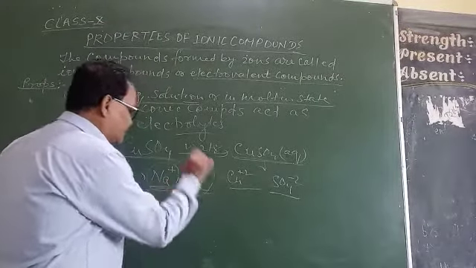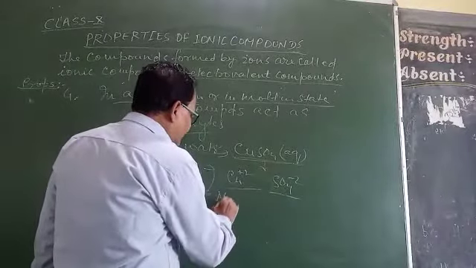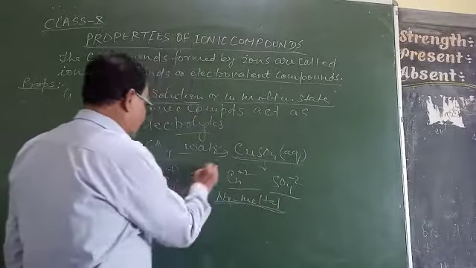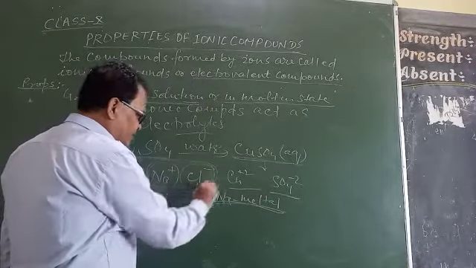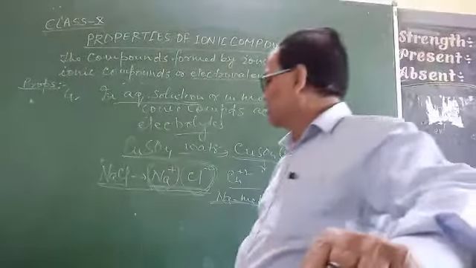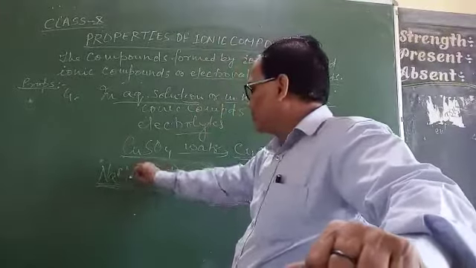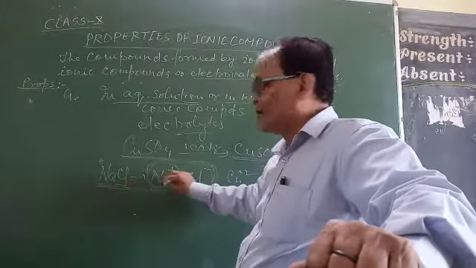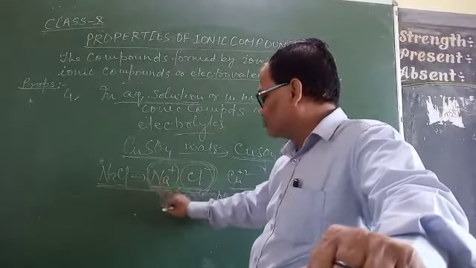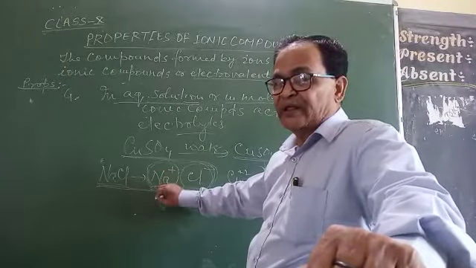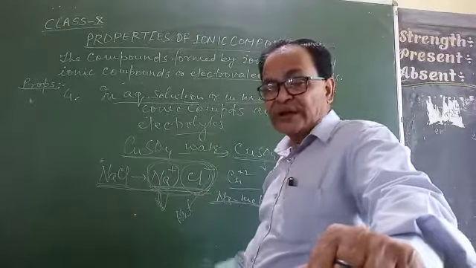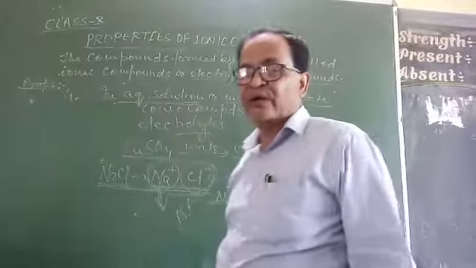Due to this property, sodium metal is extracted from raw sodium chloride by electrolytic reduction of sodium chloride. When we pass electricity through molten sodium chloride, sodium ion is reduced to sodium metal at the cathode and chlorine gas is formed at the anode. These are the important properties of ionic compounds.